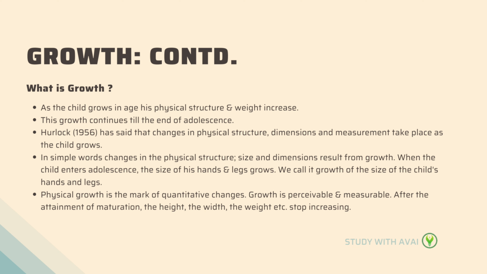When the child enters adolescence, the size of his hands and legs grows. We call it growth of the size of the child's hands and legs. Physical growth is the mark of quantitative changes. Growth is perceivable and measurable. After the attainment of maturation, the height, the width, the weight etc. stop increasing.